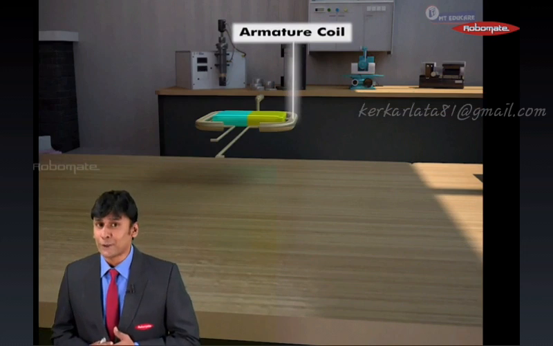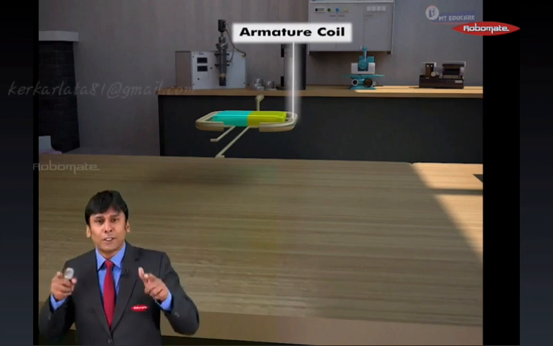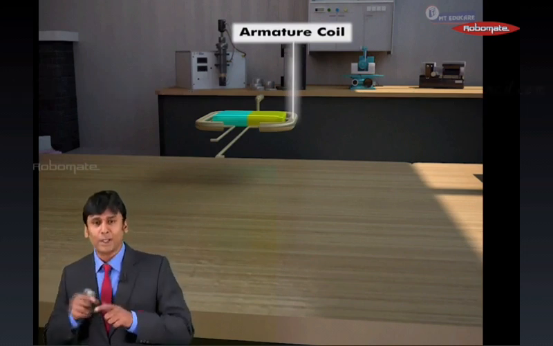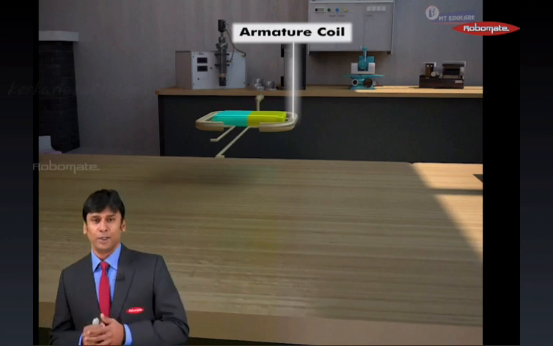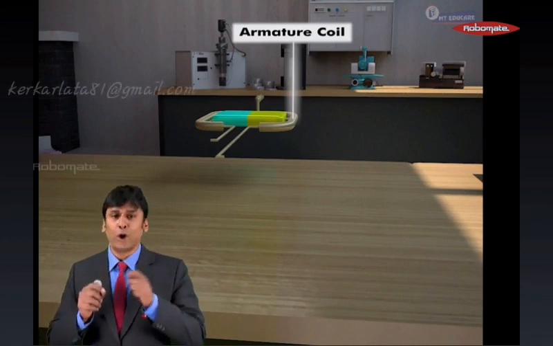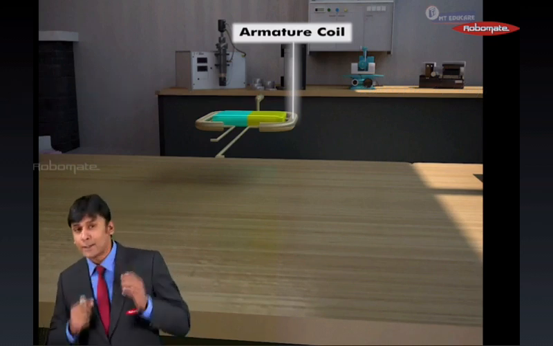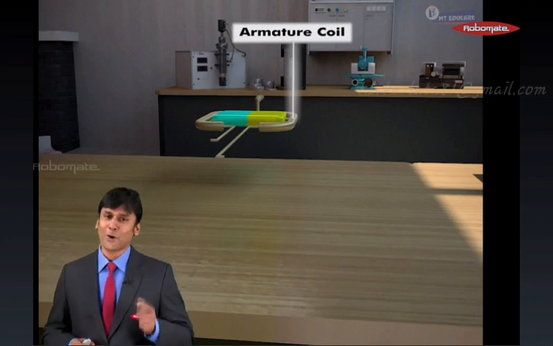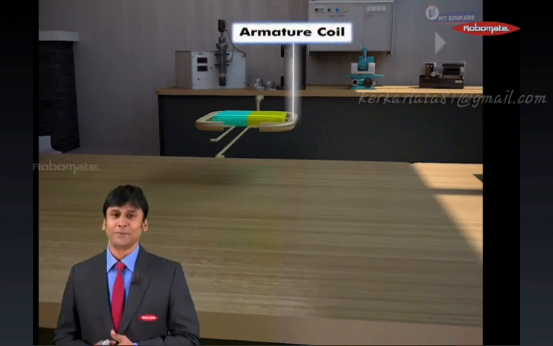Now what is an armature coil? It consists of a rectangular metal slab on which there is winding of copper. So copper wire is wound on a rectangular metal slab and this is called an armature coil. Looking at the next part.